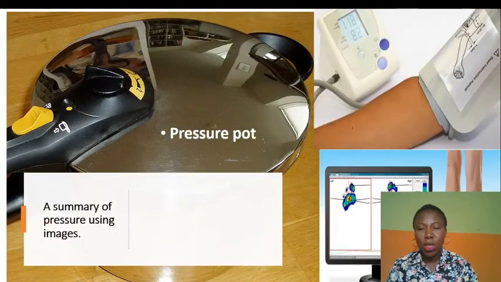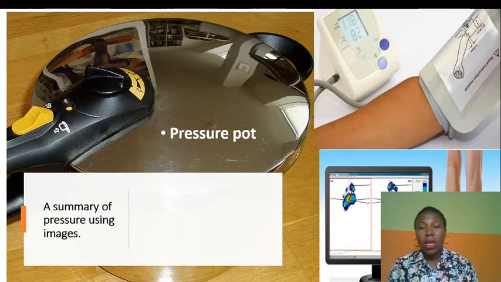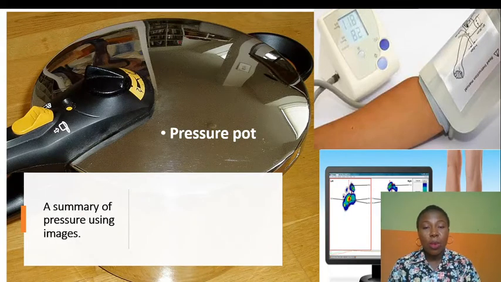The pressure pot is also an example of pressure. The pressure pot cooks faster than an ordinary pot because it is tightly closed and does not allow the vapor to escape. Once the vapor goes back into the cooking, the food cooks faster at a lesser temperature.